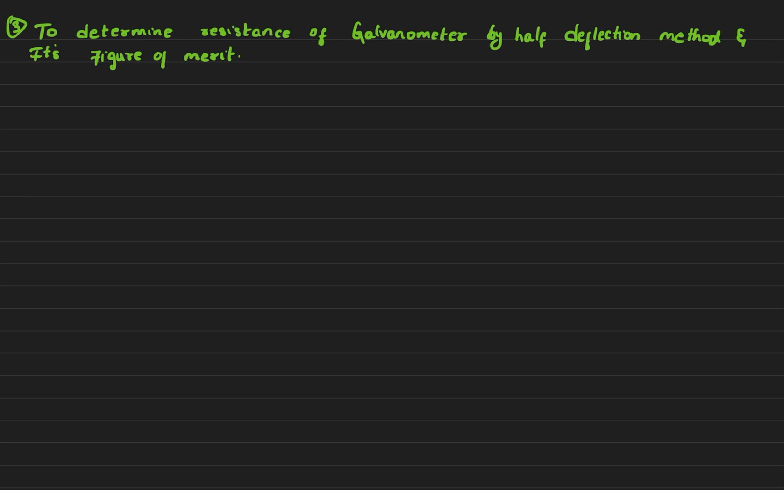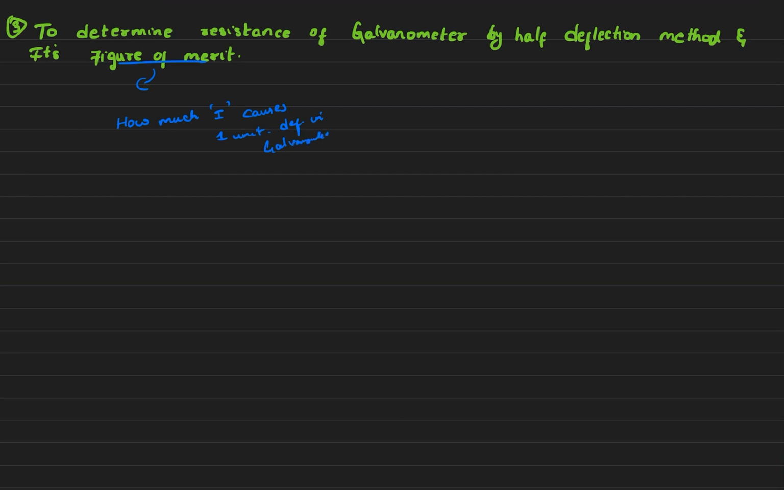What is the principle behind this? What is the half deflection method? What is figure of merit? So you must know that figure of merit means how much current causes 1 unit deflection in the galvanometer.